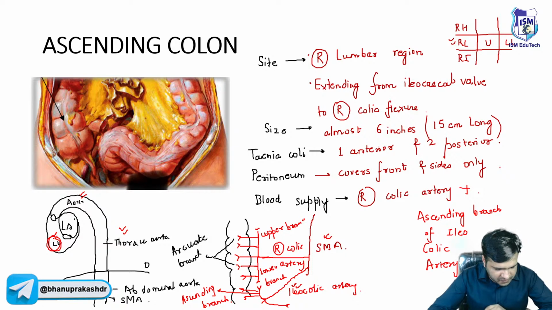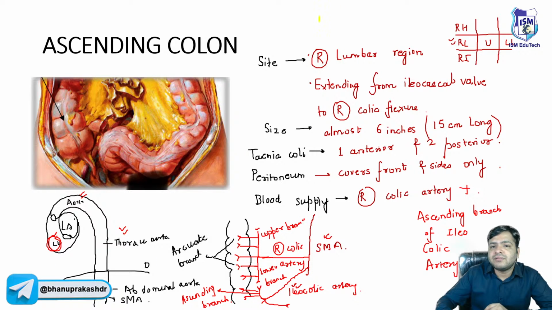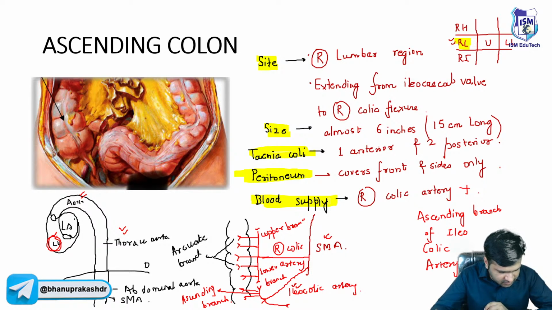So yes, I hope this particular point is clear to everyone. So in the ascending colon, beta, just give me a thumbs up if the site is clear. It is the right lumbar region. The taeniae coli, the peritoneum, beta, it is covered from front and sides only, and the blood supply. So I hope these points are clear.